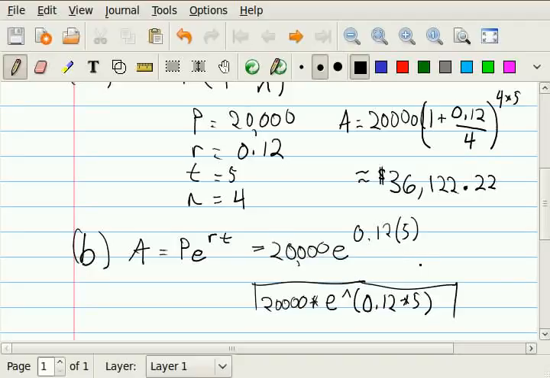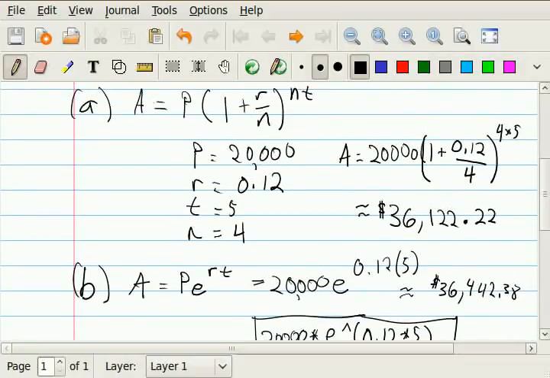And again, we get a decimal answer here. If I type this whole thing in, we get something just a little bit bigger. It turns out about $36,442 and about 38 cents.